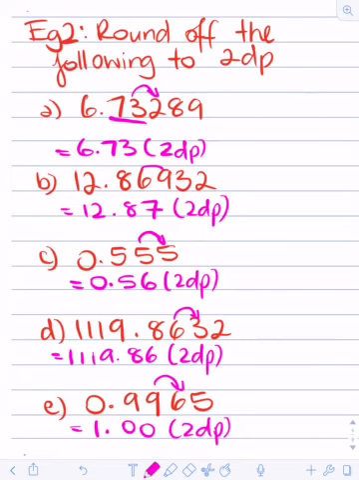0.9965 rounds up to 1.00 because the 9 has to move up, and the only place the 9 has to move up is a 10. So it makes the number before that the next whole, and then that 9 has to round up, so the whole thing becomes a whole.